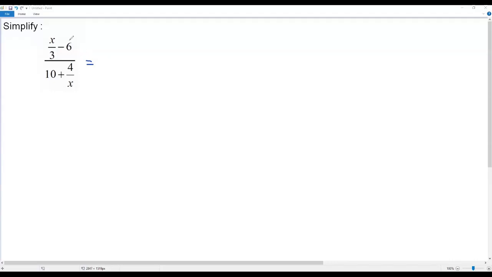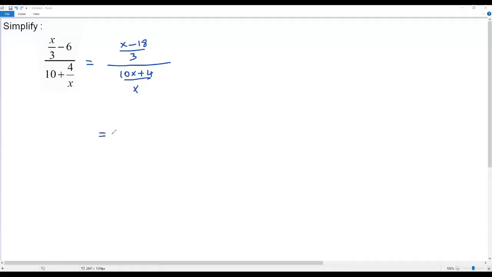Now let me multiply the integer 6 by the denominator of the fraction, 3. When I do so, I'm getting x minus 6 times 3, which is 18. Now I can take this 3 as a common denominator. The same thing in the denominator: the integer has to be multiplied by the denominator of the fraction, x, that is 10x plus 4. Since we have multiplied this integer by the denominator, we can take this x as a common denominator.